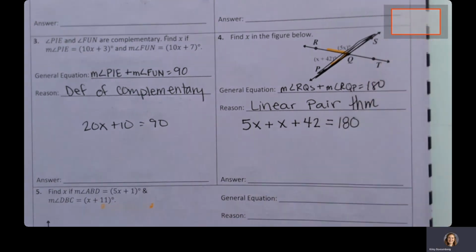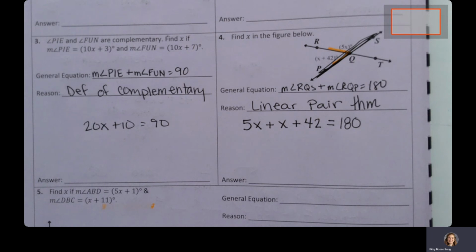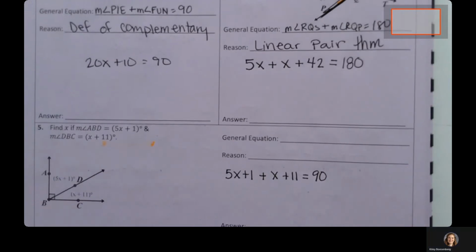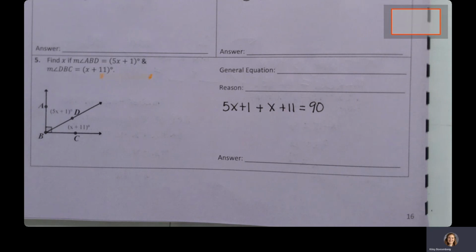I'm going to always put 180. You could arguably put PQS, measure of angle PQS, which is that whole line thing, but I'm just going to put 180 because it's easier to write. And then the last one. Okay, what's going to happen on this last one is it's going to be super tempting to write complementary because it says 90 right here, right? So like definition of complementary. The only time you get to use definition of is if that word showed up in the problem. It doesn't say complementary. It doesn't say supplementary. It doesn't say bisects. So we have to use angle addition.